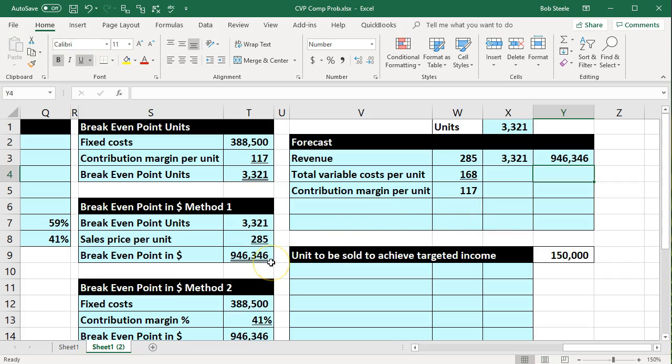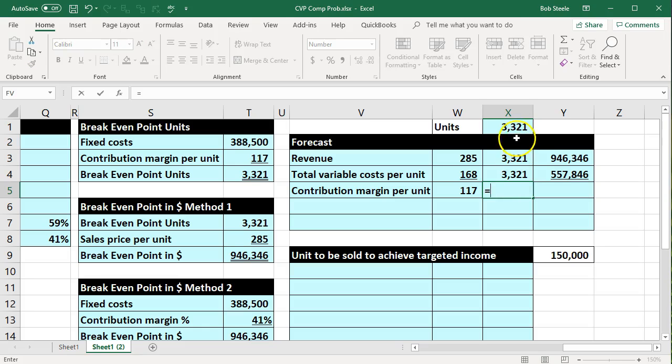That, of course, matches the break-even point in revenue in dollars, as well as the break-even point here in units calculated on this one. And then I'm going to bring the same number of units down to the variable costs because they act in a similar fashion. Therefore, we'll take the 168 times the 3,321, and that gives us our 557,846. And then the contribution margin also acts in a similar fashion, so I'm just going to say this equals the 3,321. And we can calculate here two different ways, basically double checking our number.